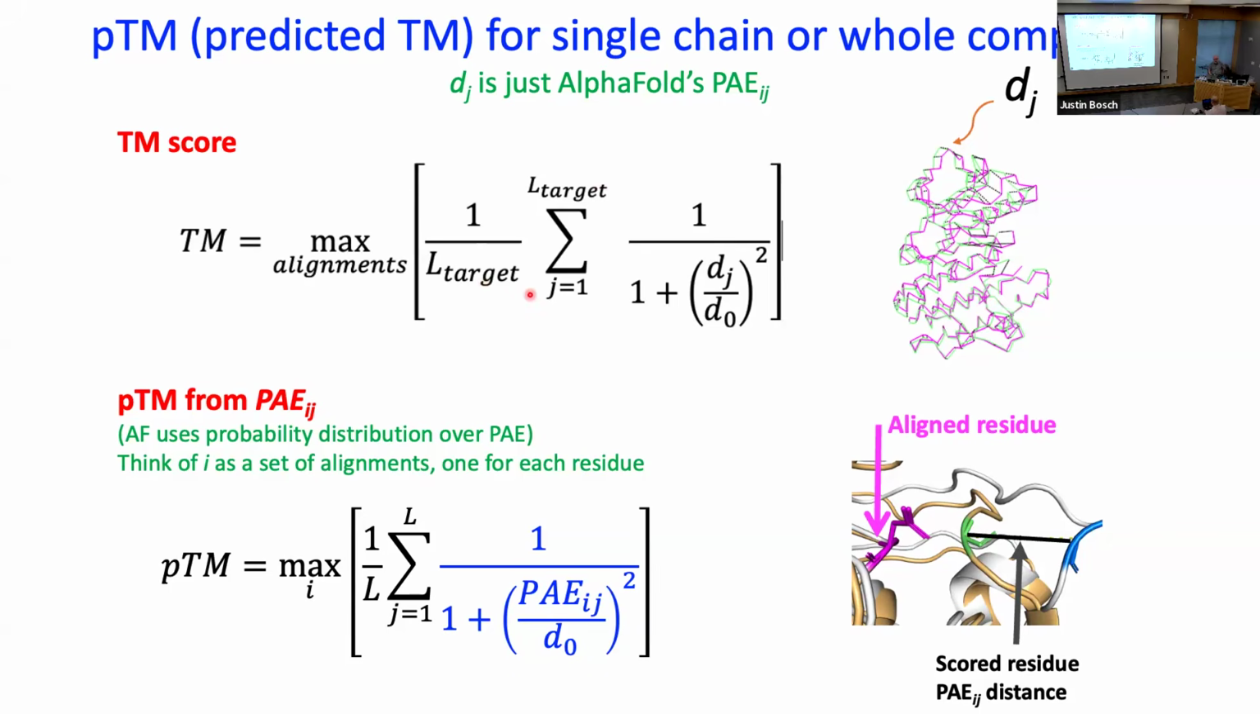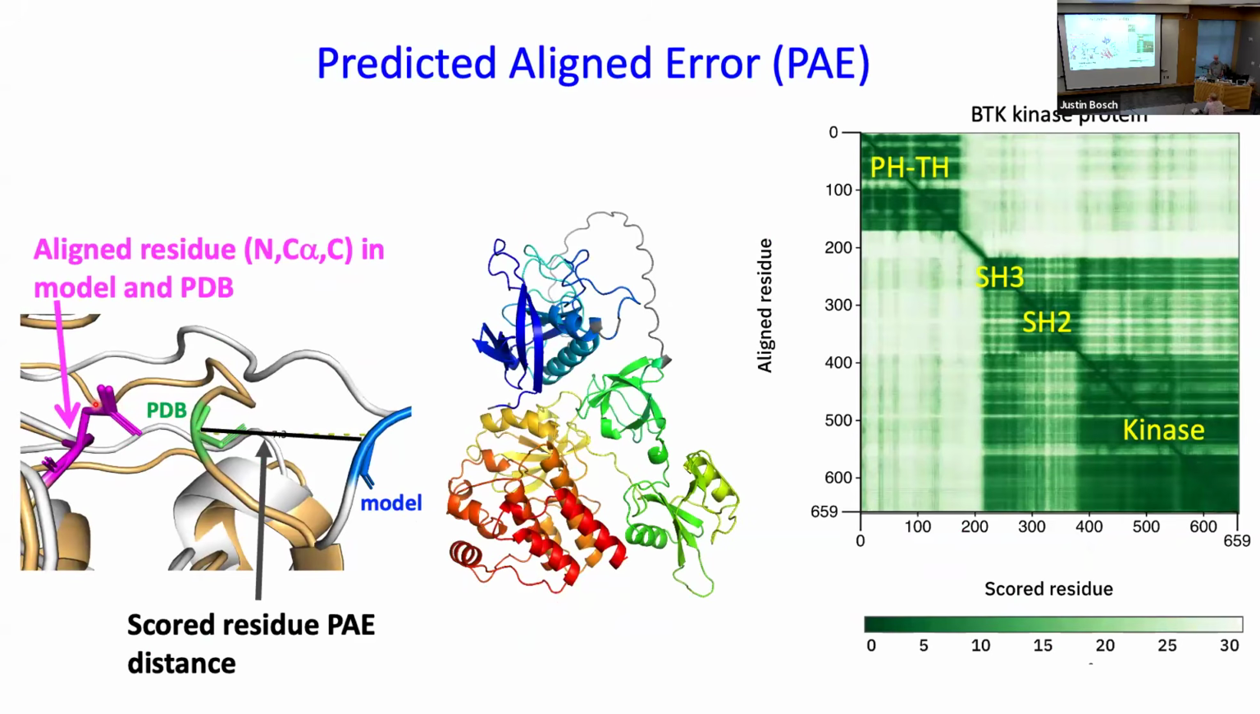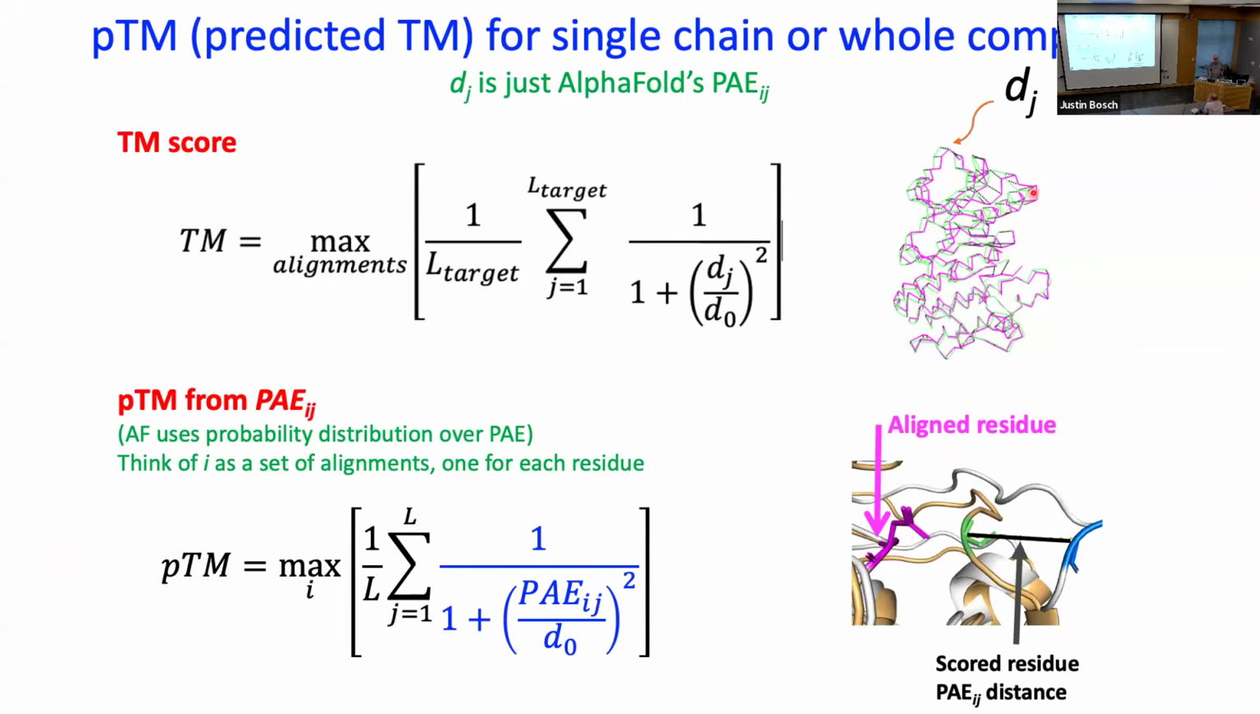We already talked about the TM score. It's this 1 over 1 plus this thing, the d_i. So here's the aligned proteins. The d_i are just the distances between the same amino acids in the model and the crystal structure. And it's the maximum over any set of alignments. It turns out the PAE is exactly the same as the d_i. So remember, the PAE is aligning on one residue, aligning on some part of the structure, and just measuring the position of some other part of the structure, some distance between the other part of the structure. That's exactly what this is. This is an alignment of the two proteins and just measuring the distances between model and PDB.